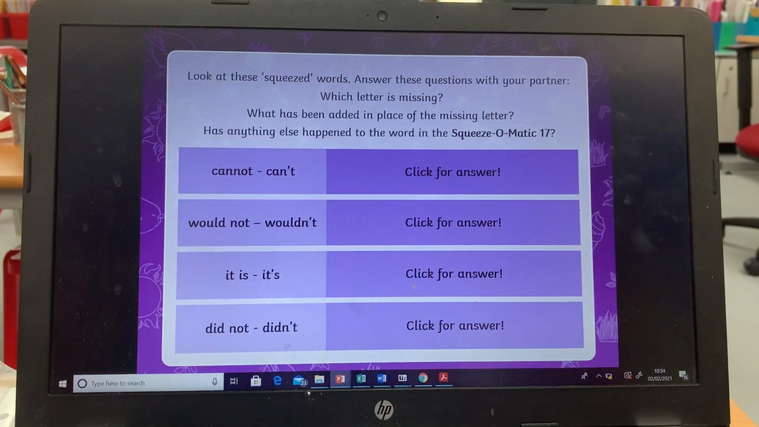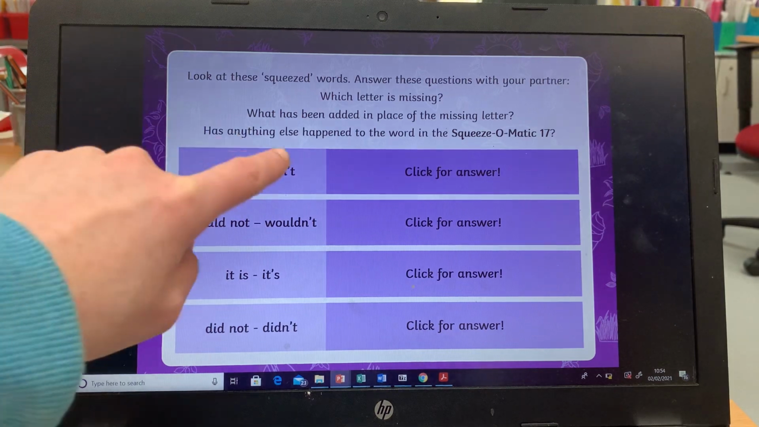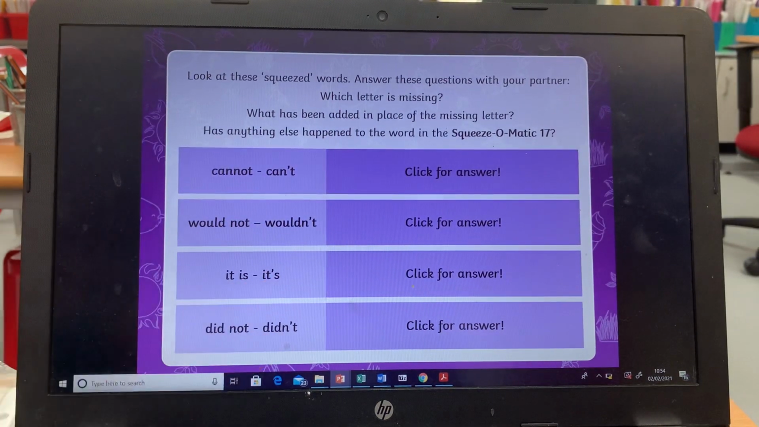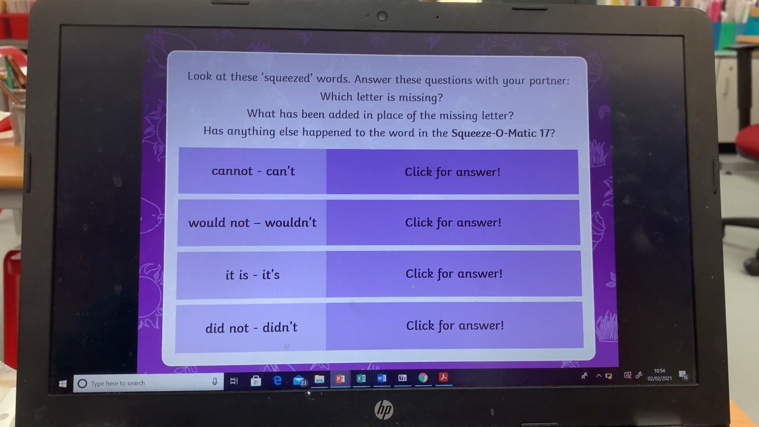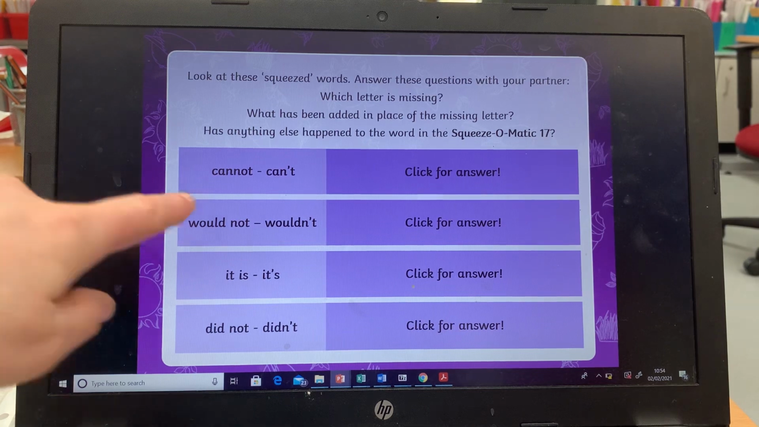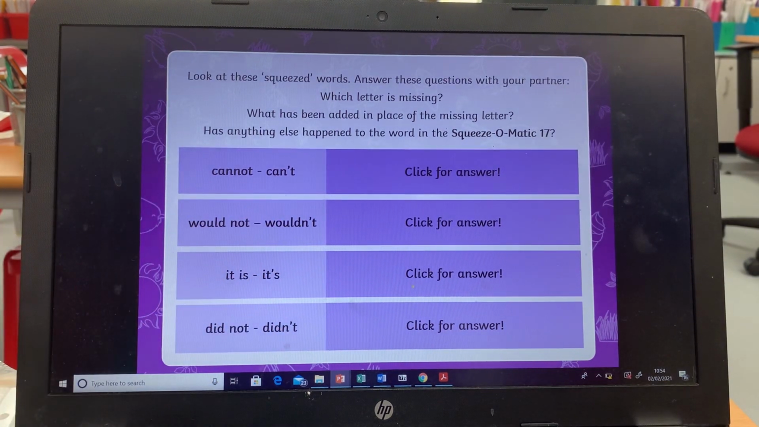So I want you to have a look at these squeeze words. We've got can't, wouldn't, it's, didn't. I want you to think which letter, or letters, have been omitted in these words. So from cannot to can't, which letters have been taken away? From would not to wouldn't, which letters have been taken away? From it is to it's, which letter has been taken away? From did not to didn't, which letter has been taken away?